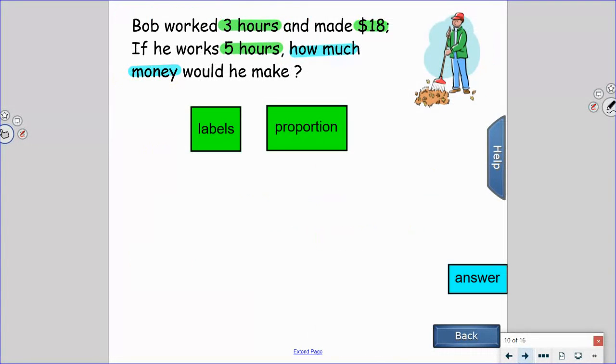Let's try it. Bob worked 3 hours, made 18 bucks. If he works 5 hours, how much money would he make? Go ahead and pause. Come on back when you're ready. Do this on your own.